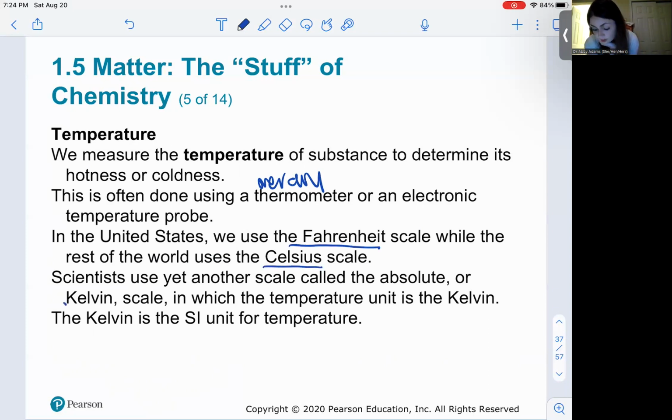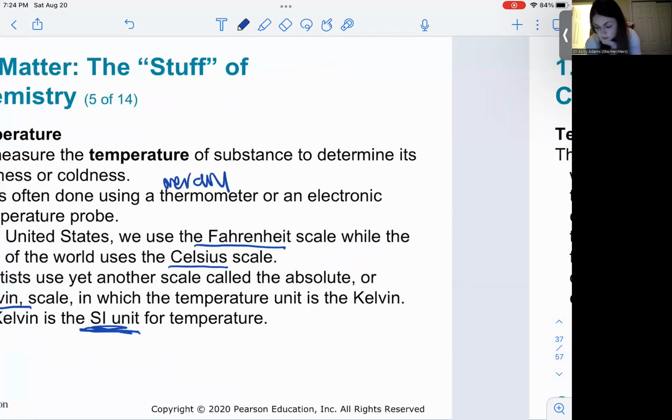There's also Kelvin. Okay, so when we talked about the metric unit, the SI units before that we're going to be using, basically we're talking about the metric system, so on and so forth. Kelvin is the SI unit for temperature, okay? So think metric.